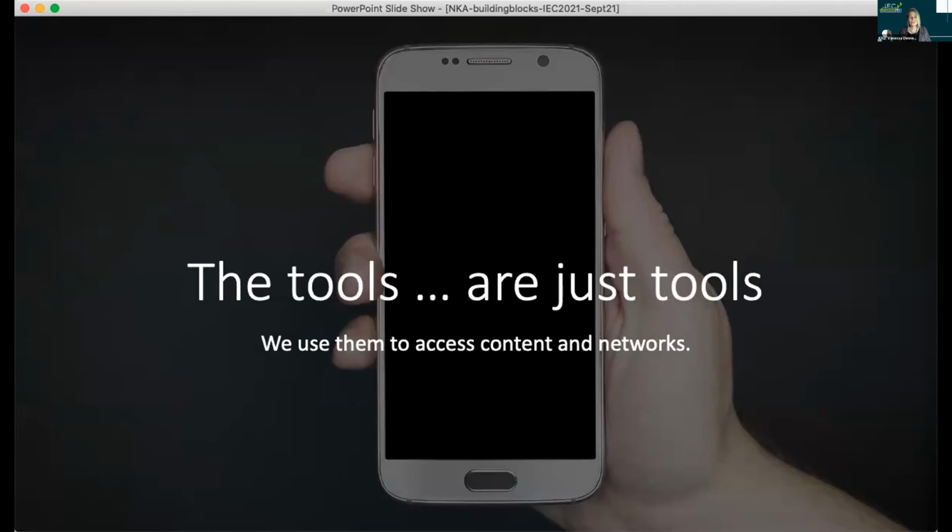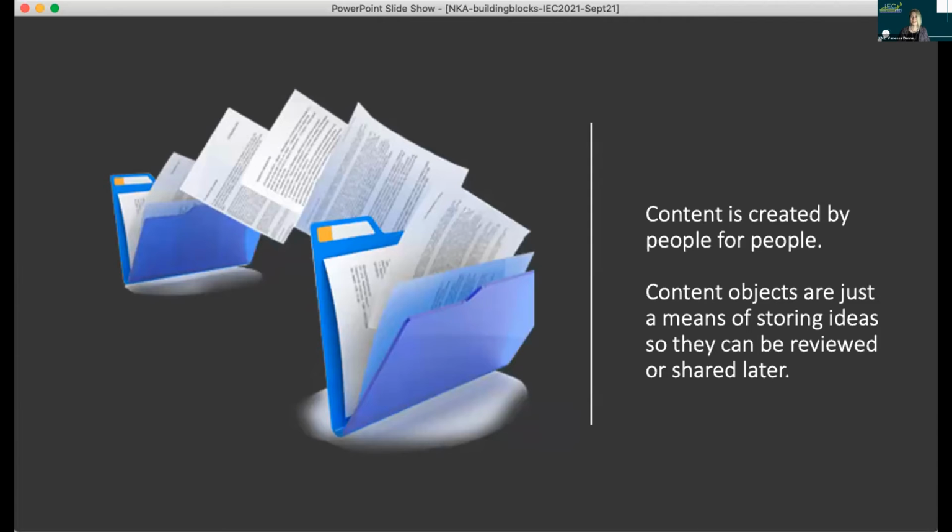So to go back to the idea of the tools, it doesn't really matter what tools we're using. We use them to access content and networks, but they're all kind of the same in the end. And the content, we need to realize that it's just created by people for other people. There's nothing that's so magical or special about the content. Sometimes I wonder, like, how many teachers last year created a video about the exact same thing? How many times did we duplicate our effort? And we spent a lot of time making that content, but did we spend as much time engaging with each other around that content? The content objects, it's just storing information so that we can go back to it later.